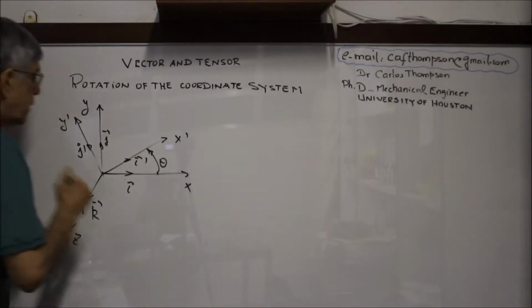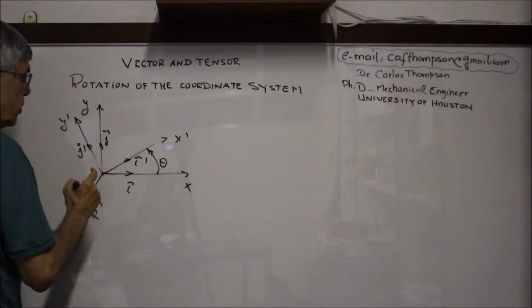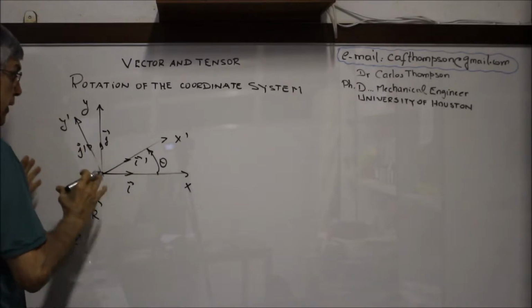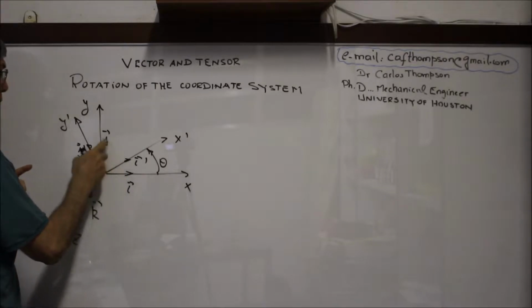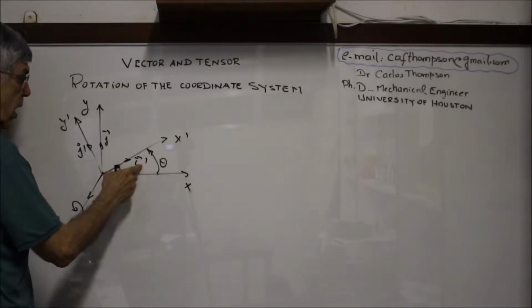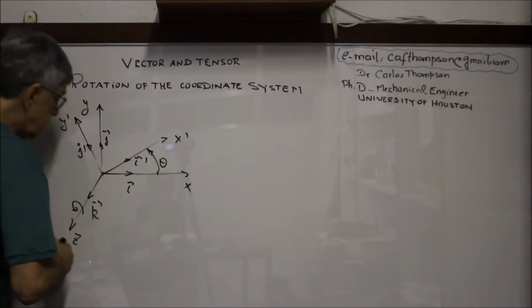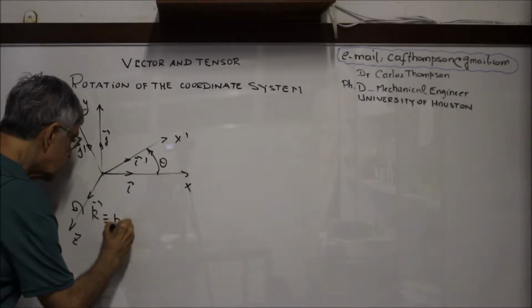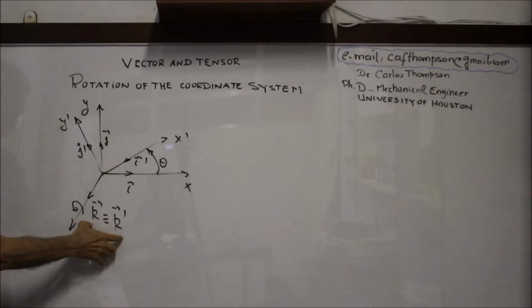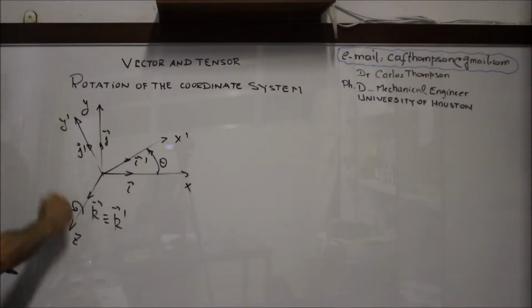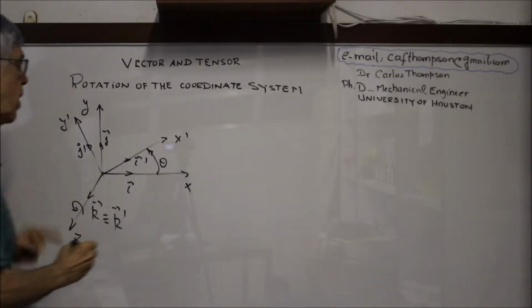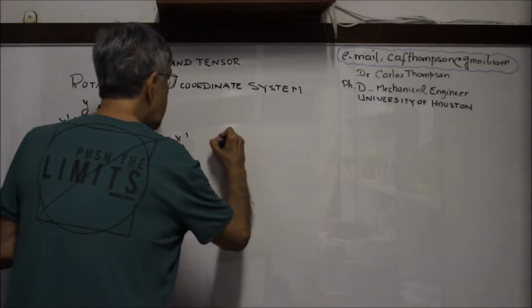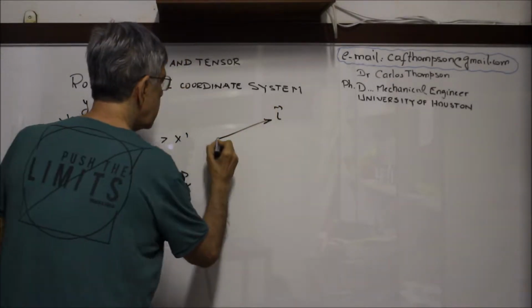Now I will find a matrix which correlates ijk with i prime, j prime, and k prime. You see, they coincide. k prime and k are coincident because we are rotating around the z axis, counterclockwise.